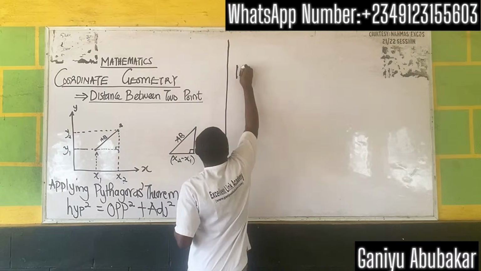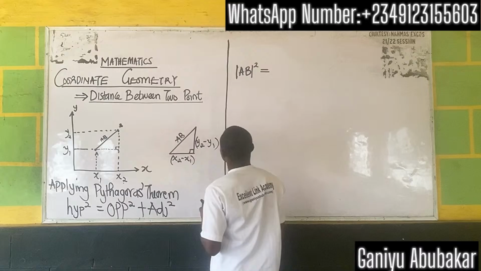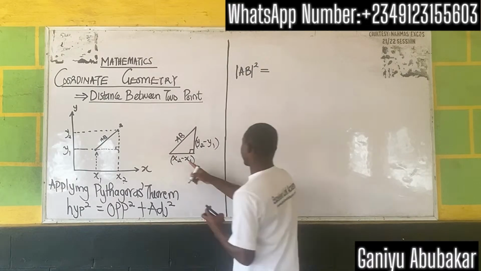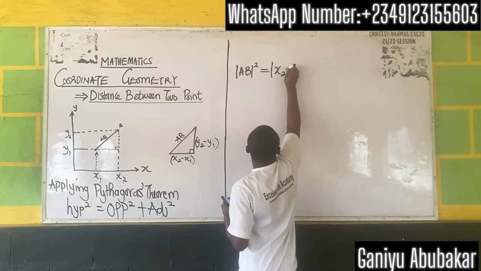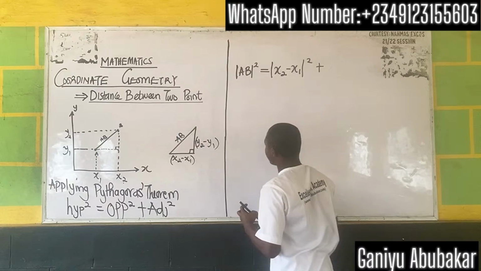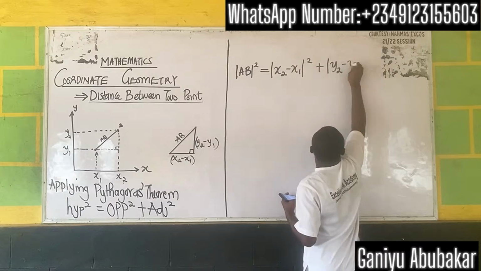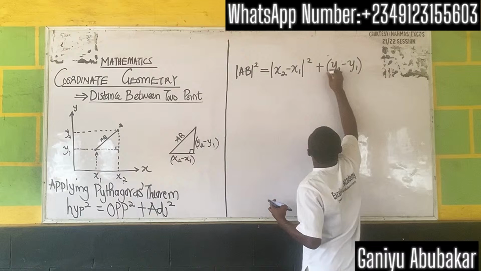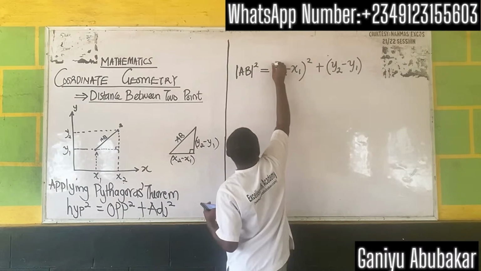I'll have AB all squared is equal to opposite squared. Perhaps I can choose any one as my opposite, right? So let's take that as our opposite. That's (x2 minus x1) all squared plus, here gives you (y2 minus y1) all squared. Use a bracket. All right, we're having this here.